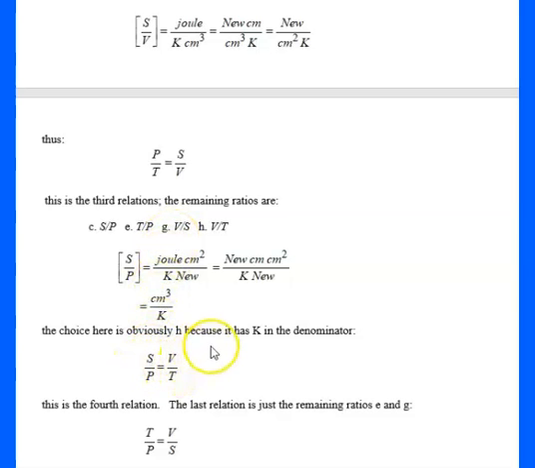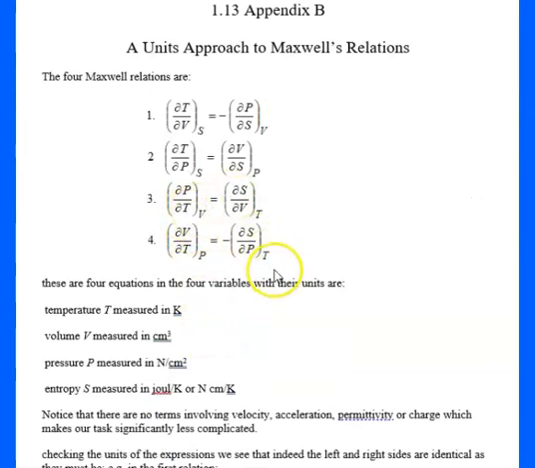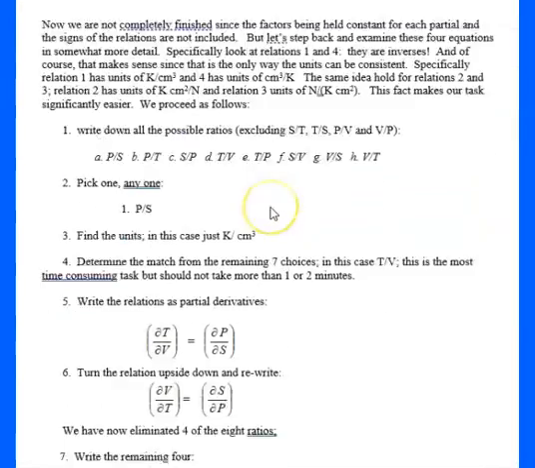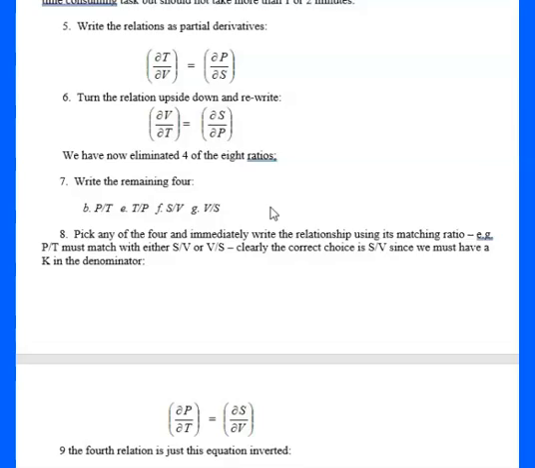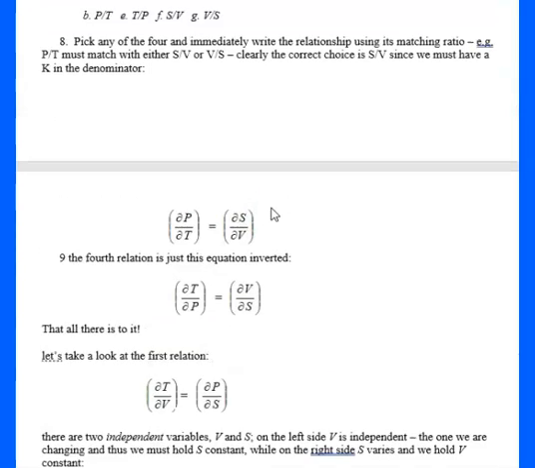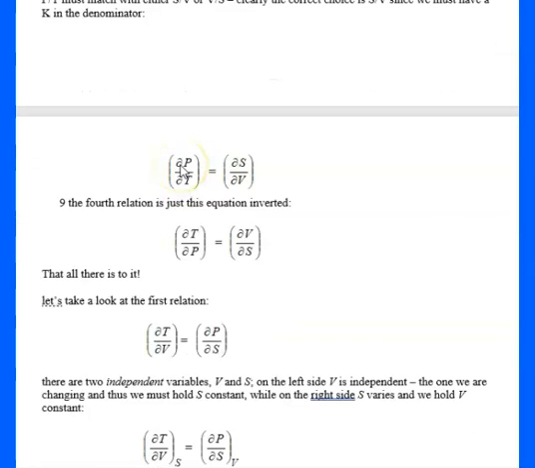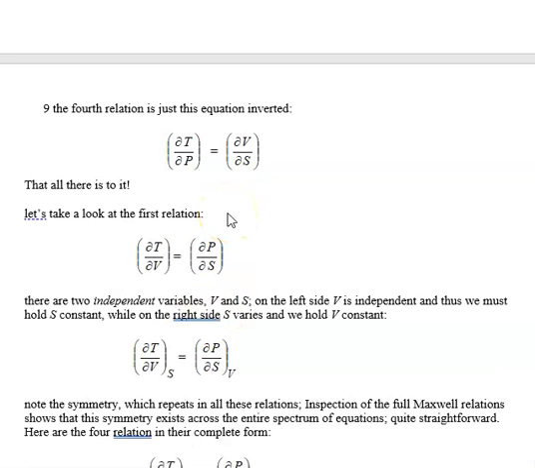So let's see, we got S over P is V over T, that's number 4. And that's it. And the 4th relation is just these guys here. T over P equals S over V. Okay, so we've been able to write all of the 4 Maxwell relations in a relatively straightforward manner.